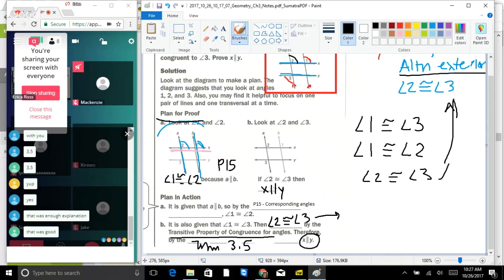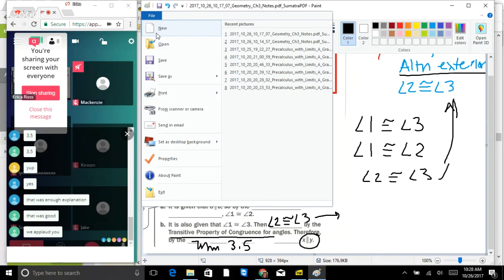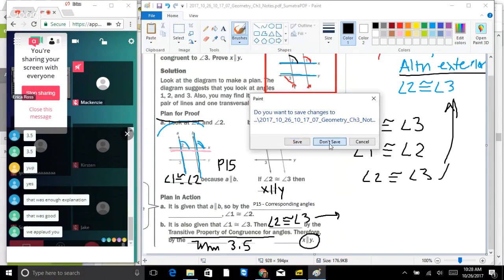Okay, so we have one more theorem that's in this section that we didn't get to talk about yet. Woohoo! 3.7, theorem 3.7. It's called the transitive property of parallel lines. And this one makes total sense. We applaud you. Thank you.